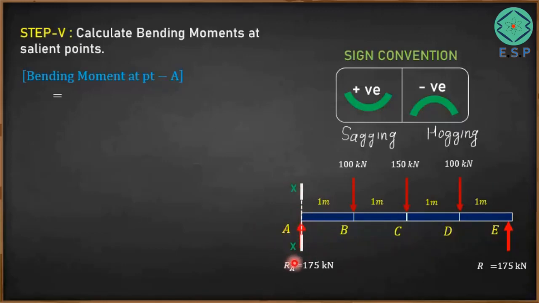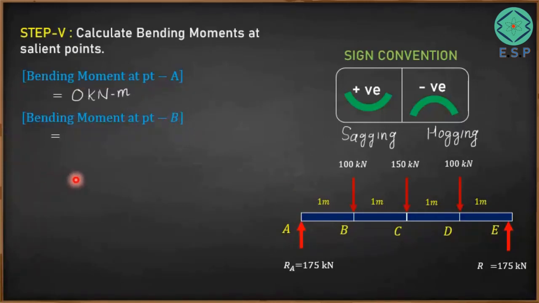So the only force acting over here is the force 175, which is acting at the same location where we have taken the section. So the distance of this force from point A is going to be 0. So the moment caused by this force at point A is going to be 0. So we can directly say that the bending moment at section XX is going to be 0. So I am writing bending moment as 0 kilonewton meter.